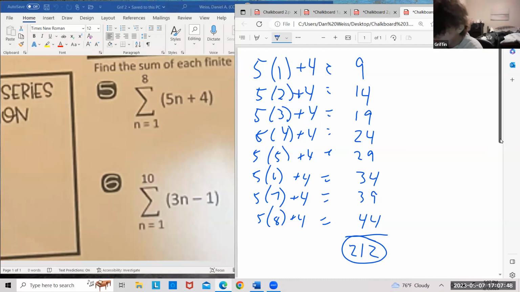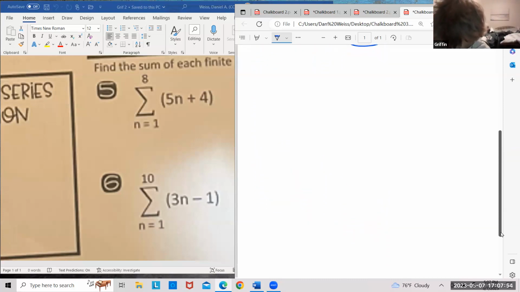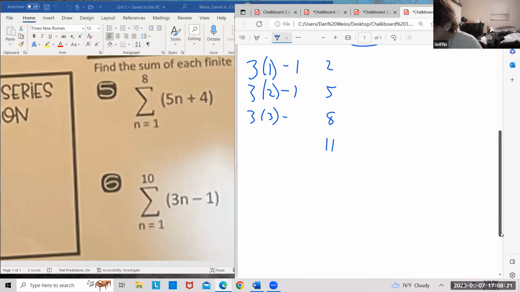So basically just plug and chug, and figure out how many terms there are. All right, so with this one, it's 3 times 1 is 3, minus 1 is 2. So 2, then you have 5. Do you notice we're adding by 3 each time? So you have 2, 5, 8, 11, 14, 17, 20. I'm going to have 10 terms.